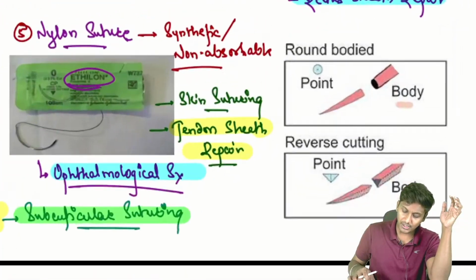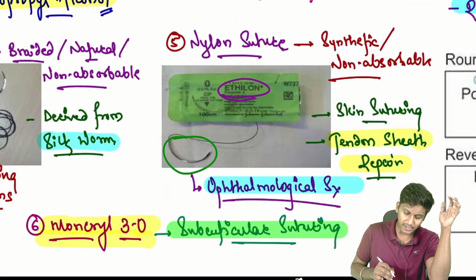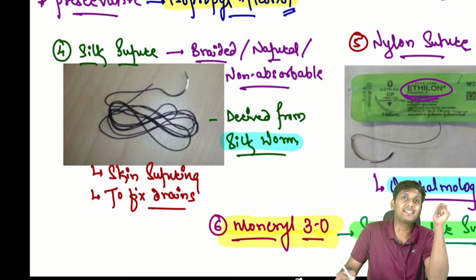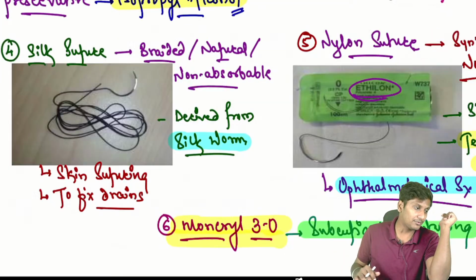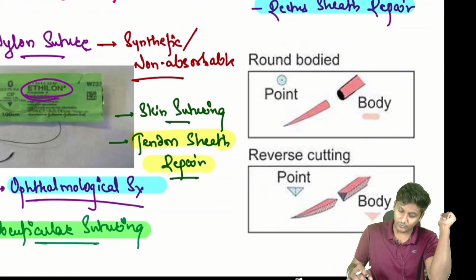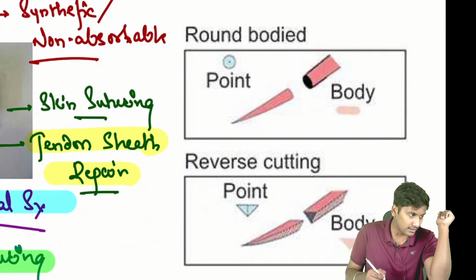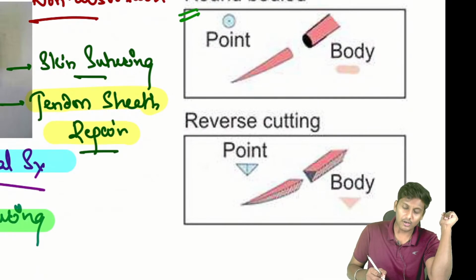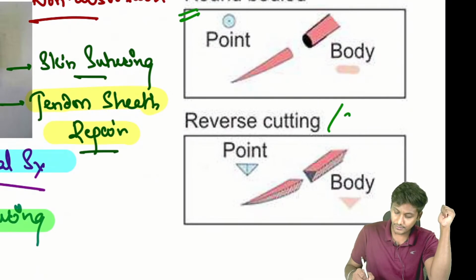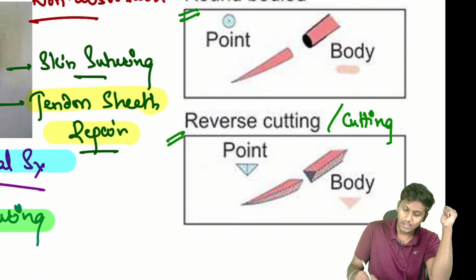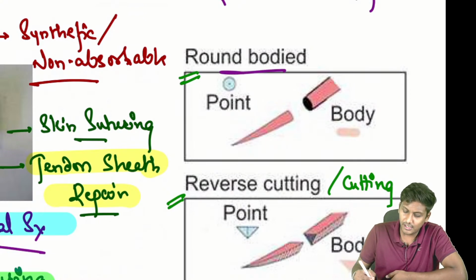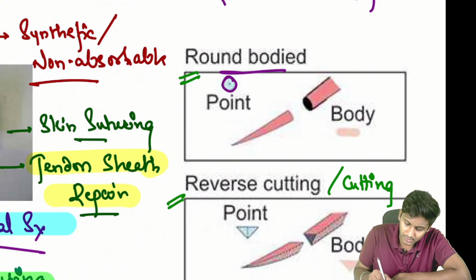Now if I talk about the needles, can you see every suture has a needle attached to it? Yes, the sutures also have needles directly attached to them. There are usually two types of needles. One is called the round body needle, and second is called the cutting or the reverse cutting needle. In a round body needle, if I cut the needle in between, I am going to get a circular point.